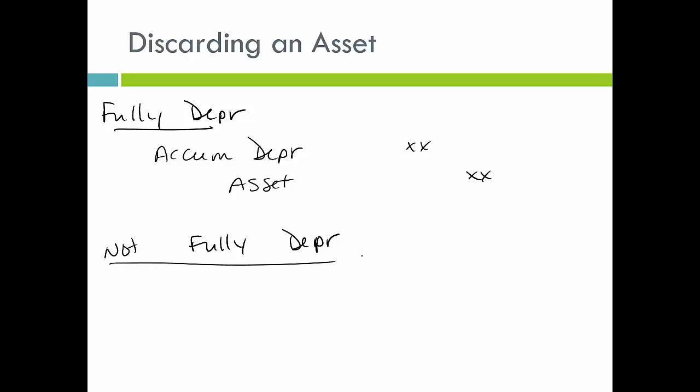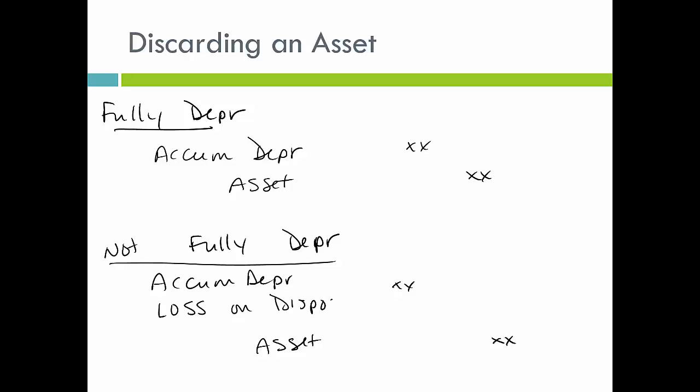If it's not fully depreciated, you'll still debit accumulated depreciation for however much is in there, and you'll credit the asset for however much is in there, but these two won't equal, and so the difference would be the book value, the difference between the asset and the accumulated depreciation. So the amount of that book value will be a loss on disposal, and that'll be a debit. A loss is always a debit, a gain is always a credit. And when you're discarding it, you can't have a gain. That was always going to be a loss. So if you're just discarding it, you're not selling it, it has to be one of these 2 situations right here.